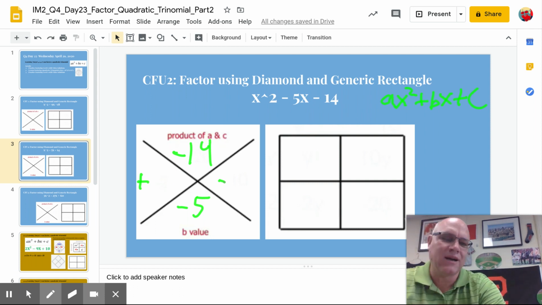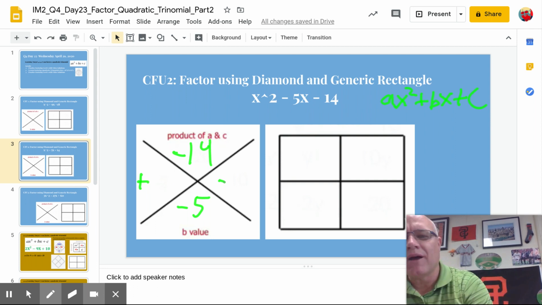Well, there's not a whole lot of factors of 14, right? There's 1 and 14. That's not going to get you to 5. There's 2 and 7. Oh, the difference between 2 and 7 is 5. Now, got to be careful here. Which one's positive, which one's negative? Since it's going to be negative 5 when we add them, the factor with the greatest absolute value has to be the negative one. So it's going to be negative 7 and positive 2.